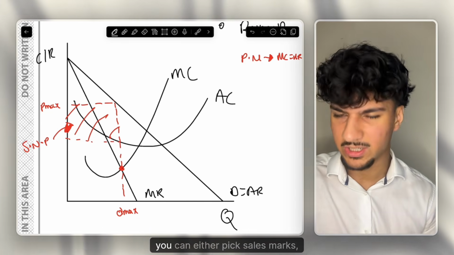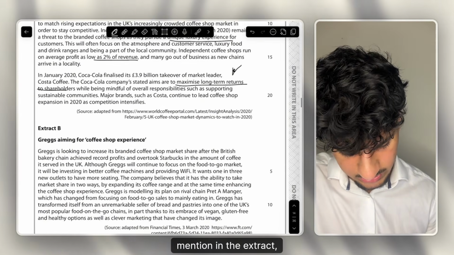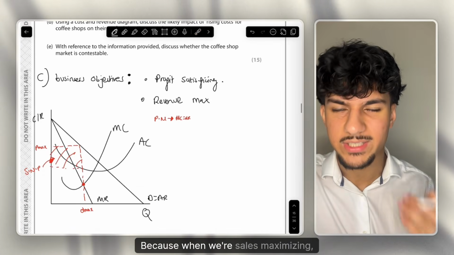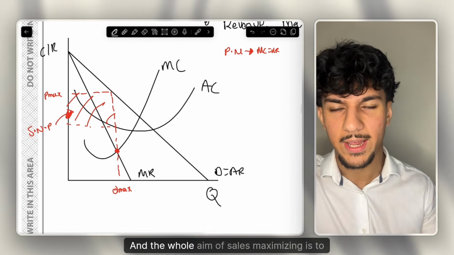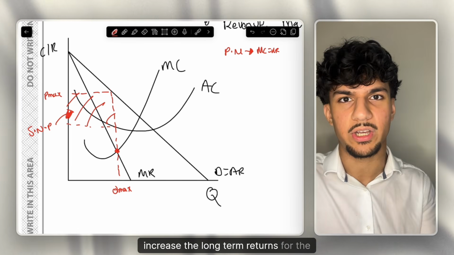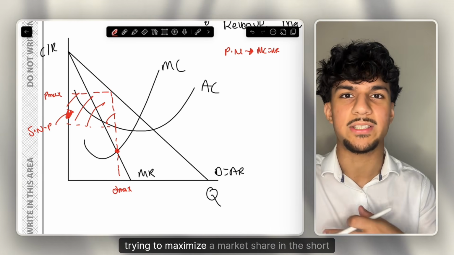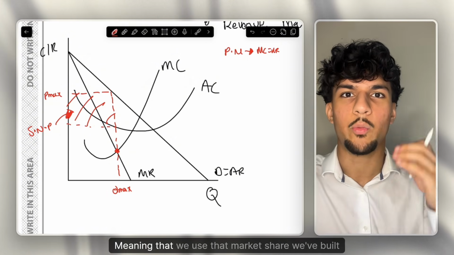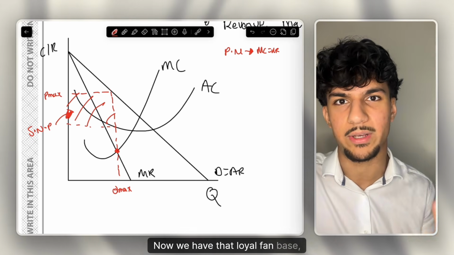The other objective I would pick, you can either pick sales max, you can pick revenue max, but the one I would pick, just due to this little mention in the extract, which is maximizing long-term returns, I would pick sales maximizing, because when we're sales maximizing, of course, we're trying to make as many sales without making a loss, and the whole aim of sales maximizing is to increase market share. So if we're trying to increase the long-term returns for the shareholders, likely in the short run we're pursuing sales maximizing, trying to maximize the market share in the short run, and then like I said, in the long run we move back to profit maximizing, meaning that we use that market share we've built up, and then we can almost exploit consumers. Now we have that loyal fan base, that loyal market share.